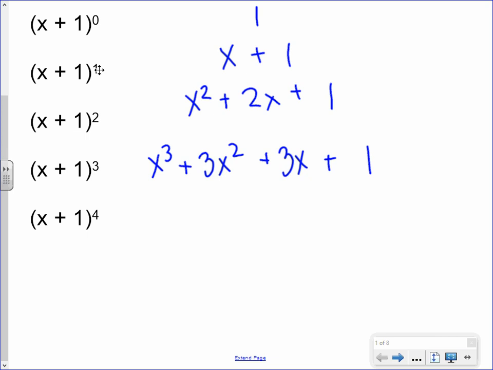And Caleb, what's next to the board? I got x to the 4 plus 4x cubed plus 6x squared. Okay, I wrote it to kind of give you a hint. We are doing that. Some of you didn't need the hint. But those coefficients are what numbers? That one dude, Cameron. Say it louder.